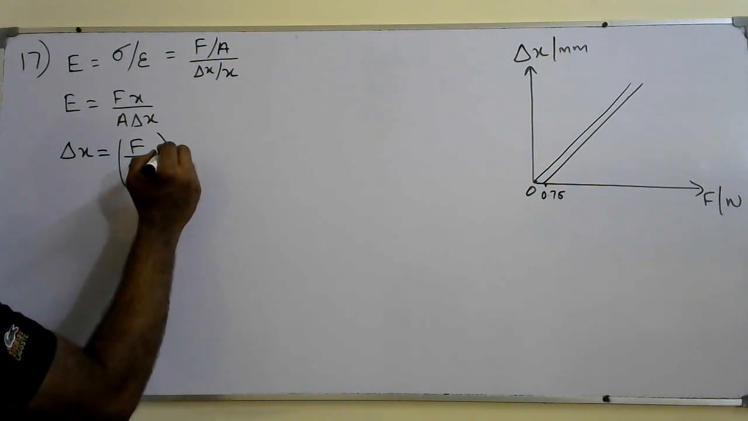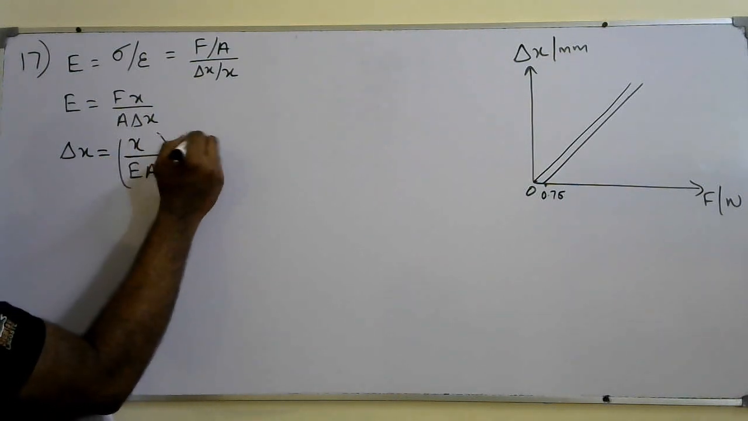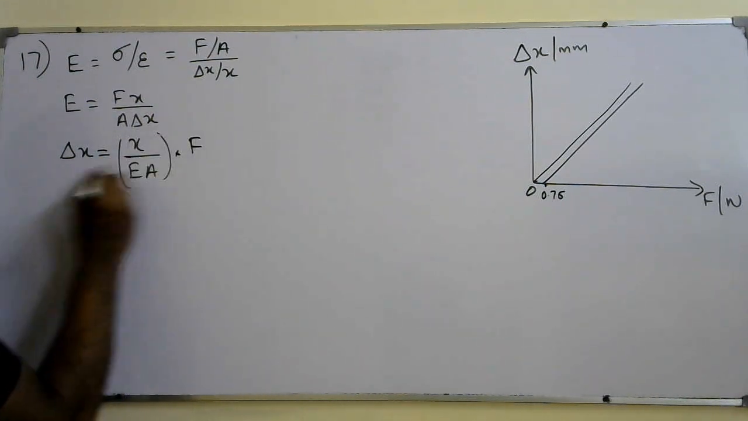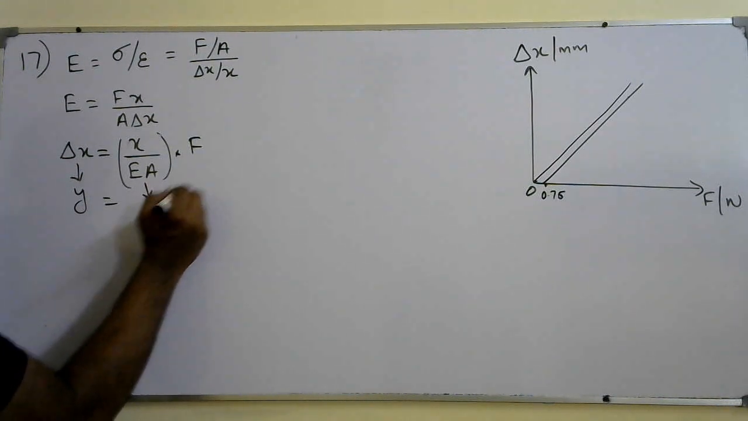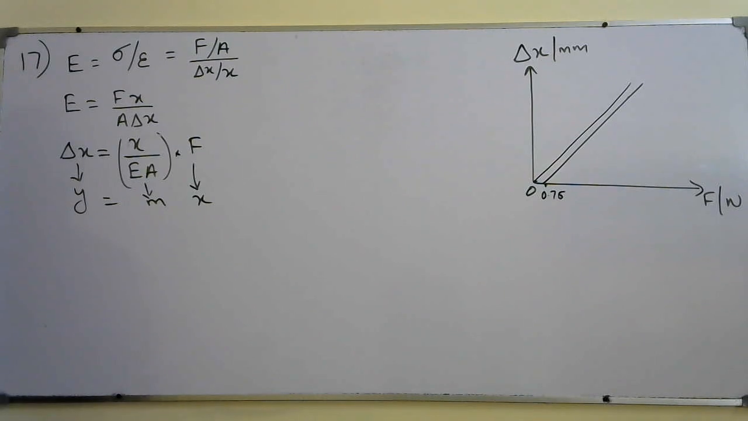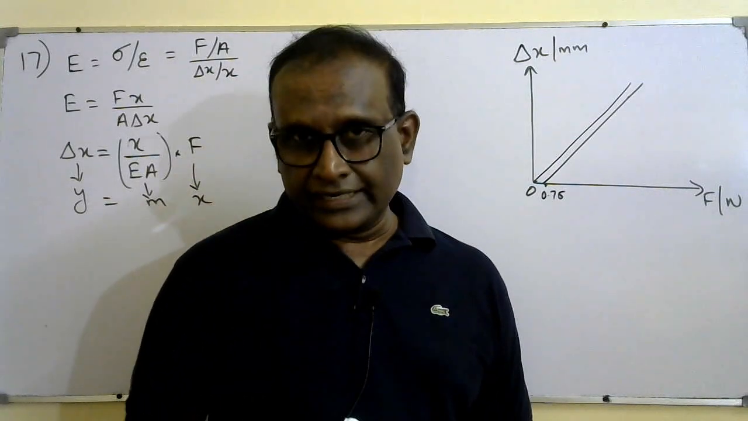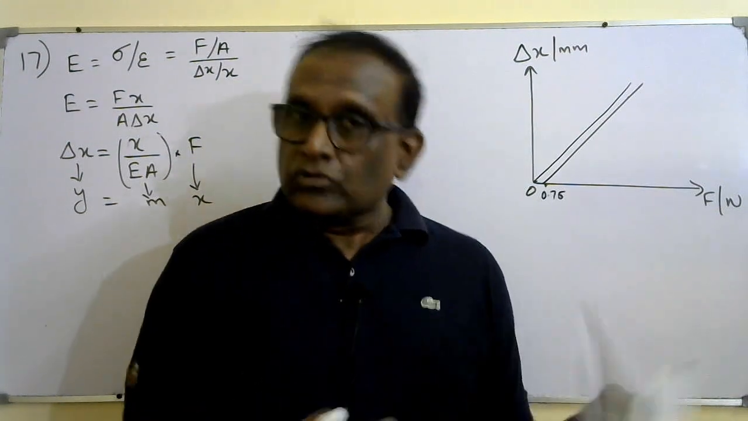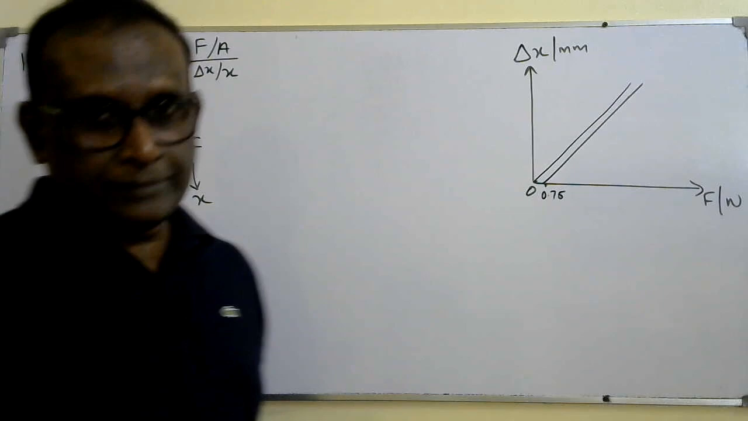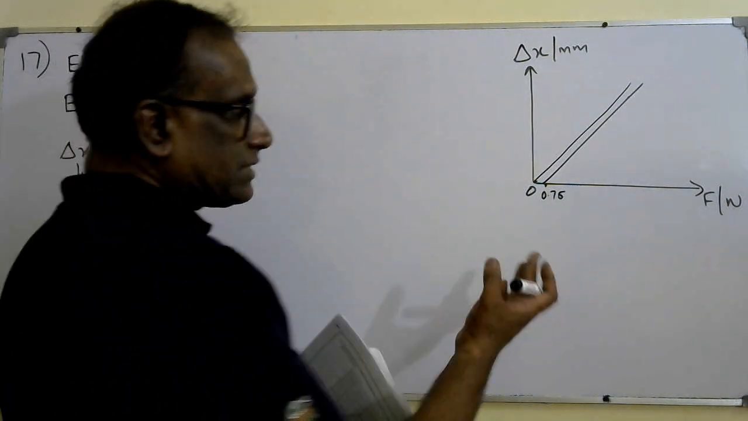into x over EA into F. So this is in the form of y equal mx format. By taking two clear points on the graph, that's one of the advantages of a graph, we can remove the systematic error, right? I mentioned that in the unit 3 video. The advantage of plotting a graph is we can remove the systematic error.